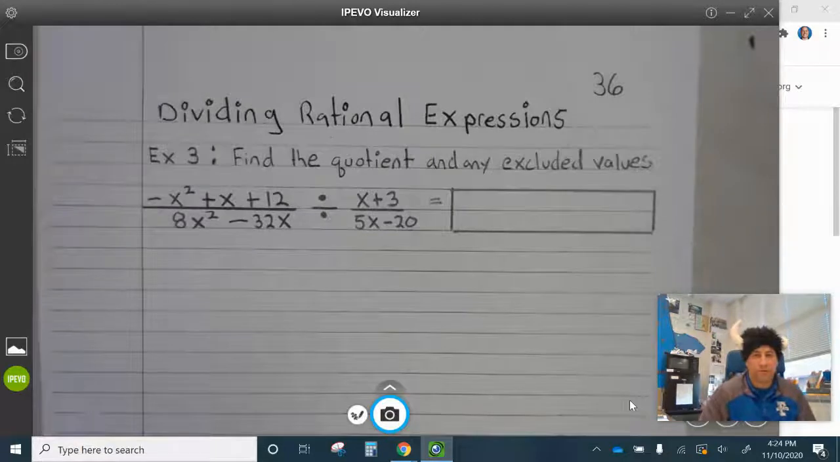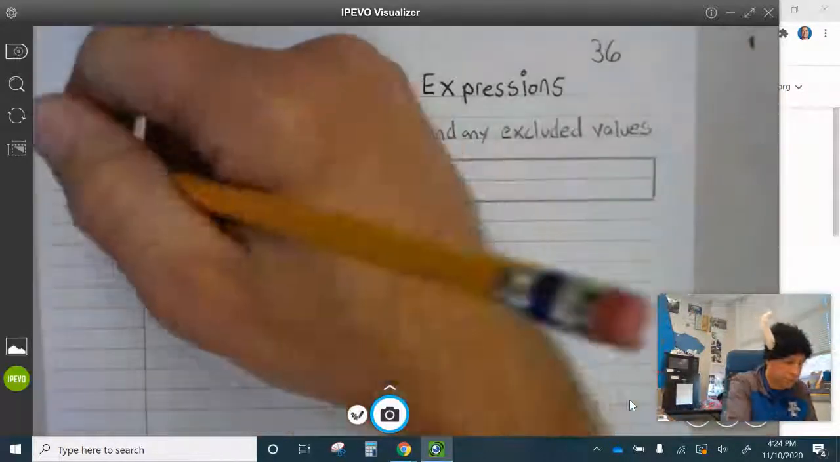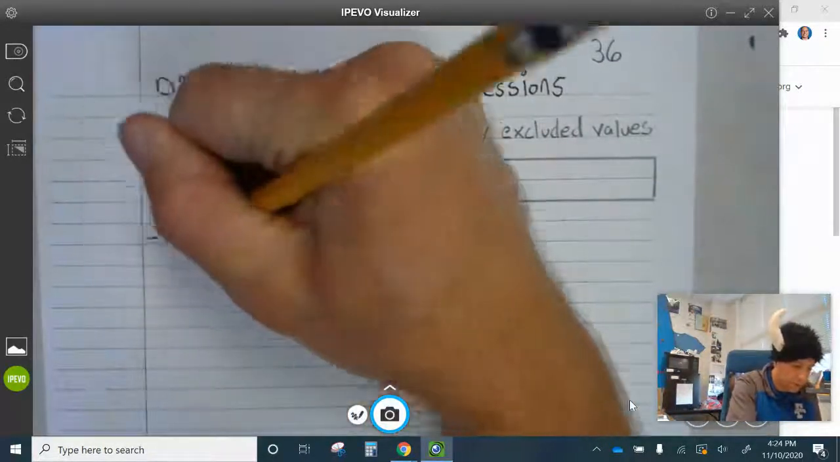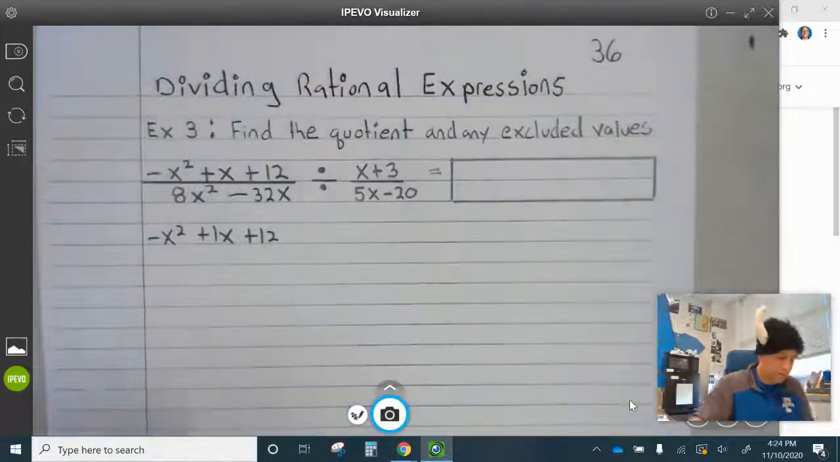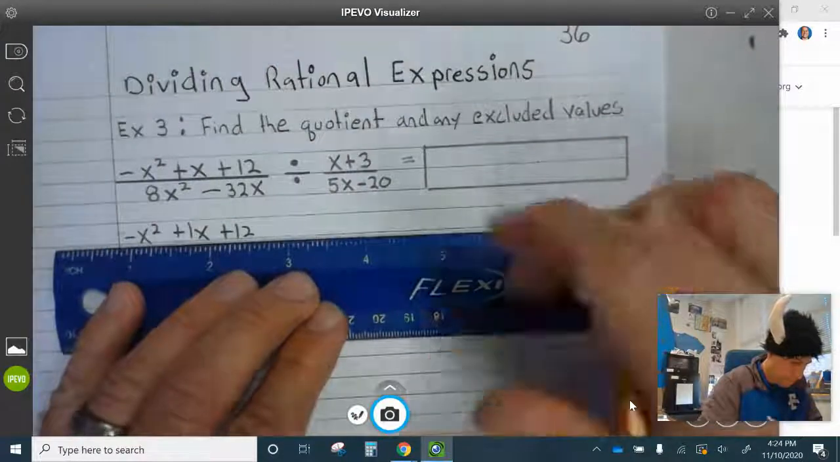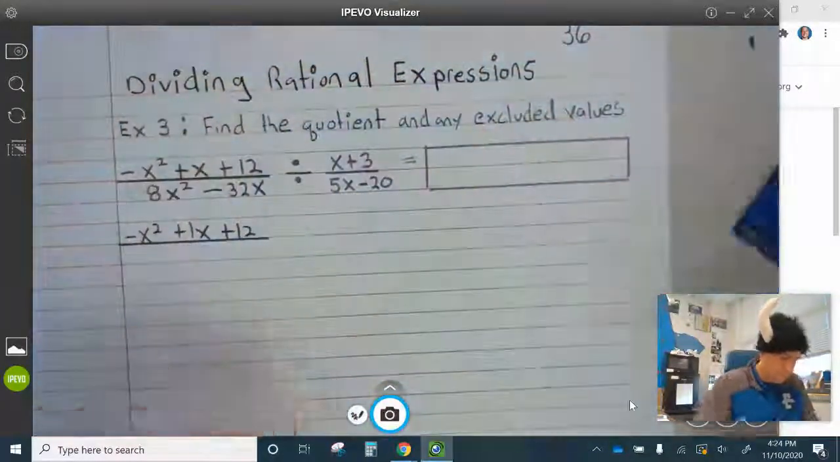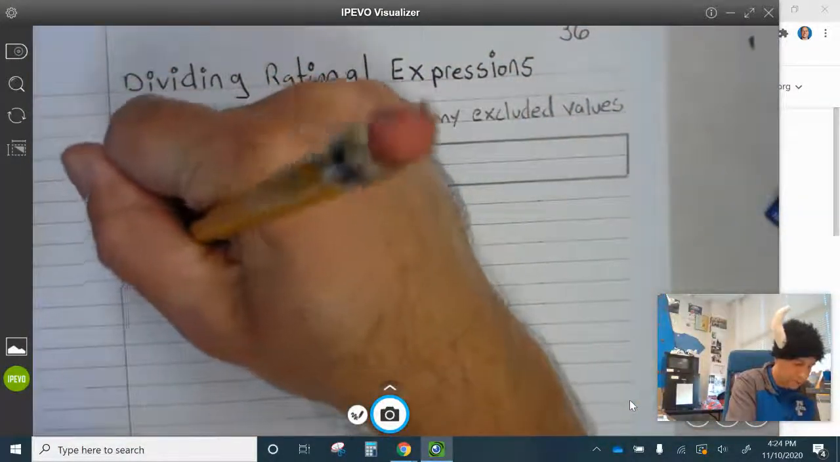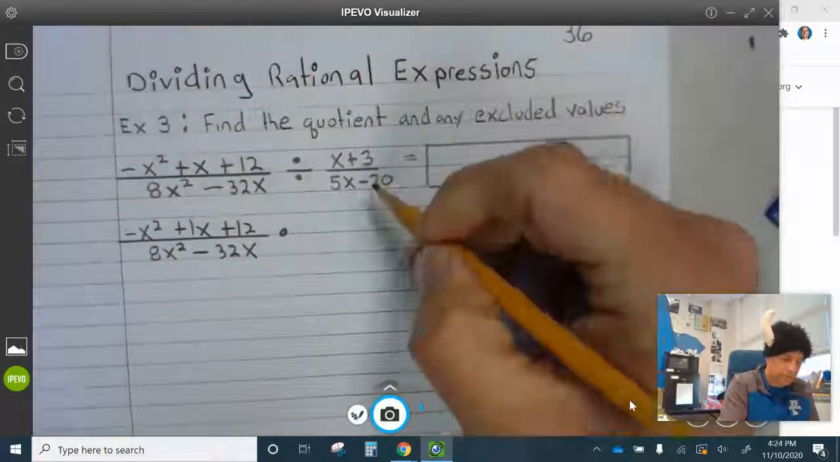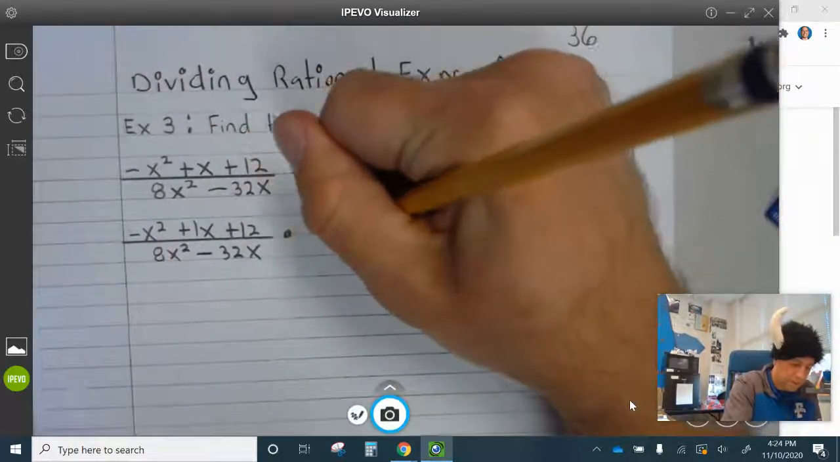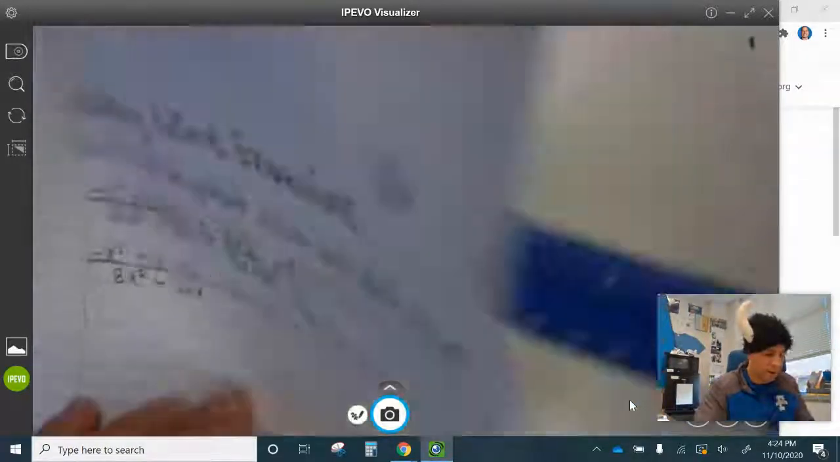Journal page 36, dividing rational expressions. Example 3, find the quotient and any excluded values. Okay, so first when we divide, we need to multiply by the reciprocal. So this is negative x squared plus 1x plus 12 divided by 8x squared minus 32x times 5x minus 20 divided by x plus 3.